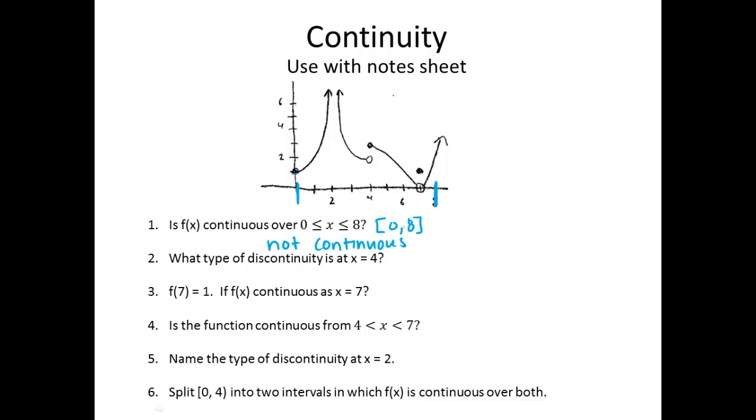I can say that it's not continuous because I can see lots of things happening. For example, what type of discontinuity is at x equals 4? At x equals 4, I see a jump. There's one discontinuity. If f of 7 equals 1, so right here, f of 7 equals 1, is f of x continuous at x equals 7? The answer is no, and the reason is that I have a point discontinuity.